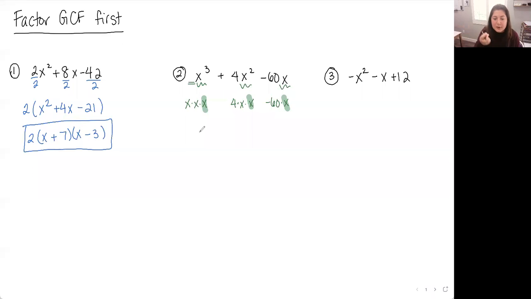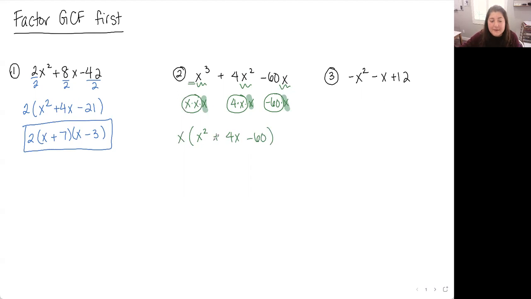So what I'm going to do is I'm actually going to pull that x out, and that's going to be kind of like in place of my 2 in the first problem. So then I'm going to go ahead and divide each of these terms by x. What's really nice about writing the terms out like this is you can see very clearly what is left over and what you can go ahead and put into your parentheses. So x to the third divided by x is going to be x squared plus 4x, right? Because that's what's left over, and then minus 60.